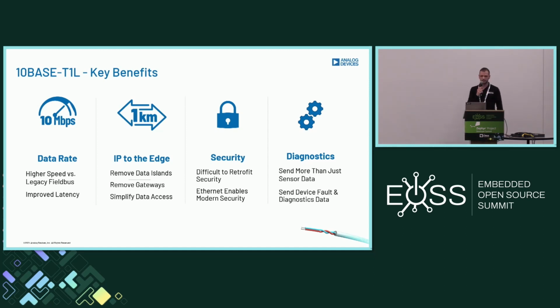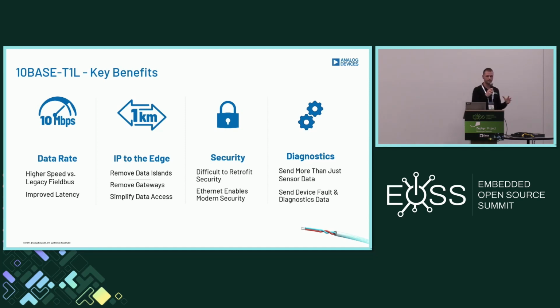The next thing is IP to the edge. This really is a key factor with 10BASE-T1L. I mentioned the converging of networks on Ethernet. With 10BASE-T1L, the entire industrial network can converge on Ethernet connectivity all the way from your enterprise cloud level down to your edge devices. As it stands, industrial networks are often fragmented in that there are varying technologies used throughout, which requires complex translation systems and gateways to convert between these technologies, which results in siloed data or data islands.